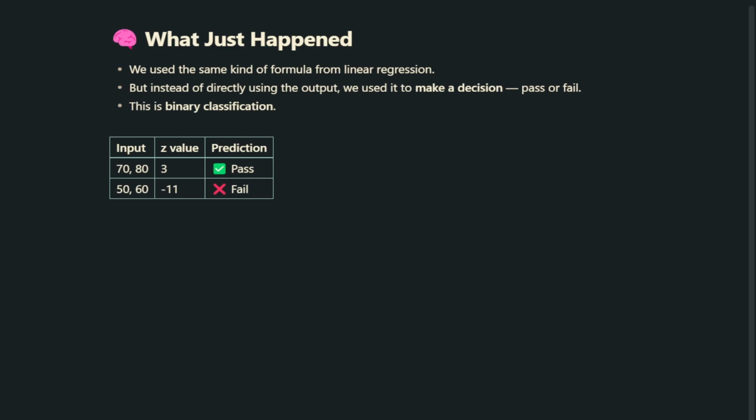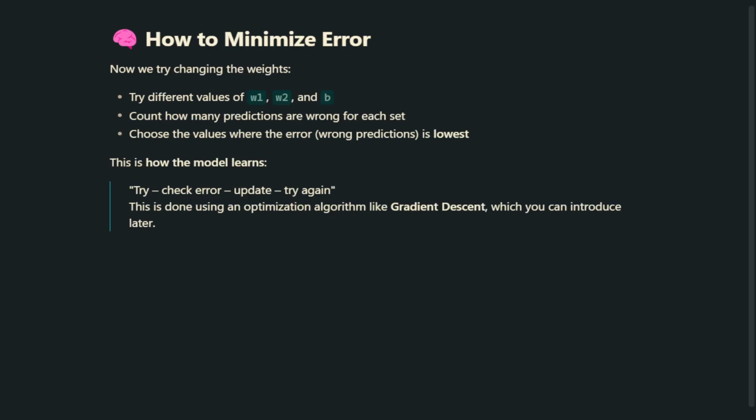Now you might be thinking, what if the model makes mistakes? How does it actually get better? This is where the idea of minimizing error comes in. The model tries different values of weights and bias. For each set, it checks how many predictions are wrong, then it updates the weights and tries again. The goal is simple: choose the values where the number of errors is the lowest. So the learning process looks like this: try, check error, update, try again. And this process is automated using optimization algorithms like gradient descent, which we will talk about later. That's how the model learns to improve over time.